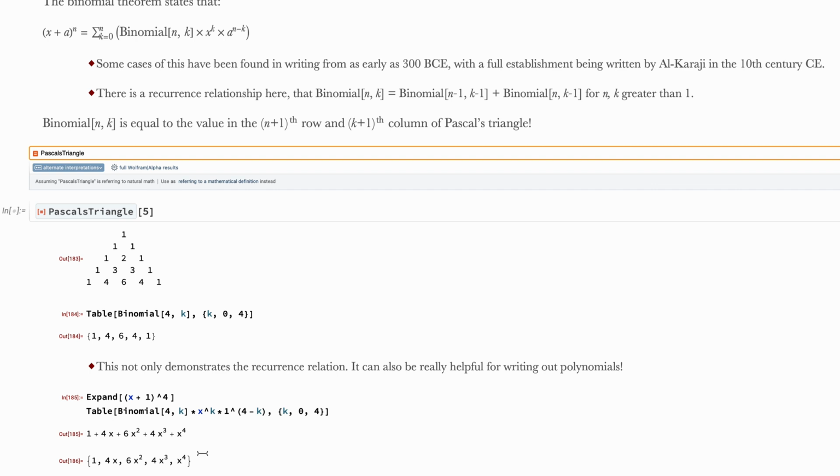However, if we take a table of the binomial coefficient of 4, k times x to the power of k times 1 to the power of 4 minus k, as k goes from 0 to 4, we get the same result. So, if you ever have a situation like (x + a) to the power of n, you can just write out Pascal's triangle with n minus 1 places, and then multiply by x and a where necessary.